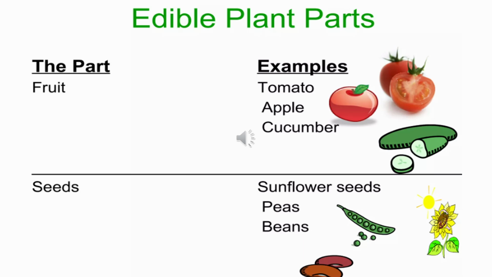And finally, vegetables and fruit like tomatoes, apple, cucumbers, they are all fruits in a plant that we consume. And sunflower seeds, peas, beans, nuts are actually the seeds that we consume from a plant. Okay, so there are a variety of things that we can actually eat from a plant.